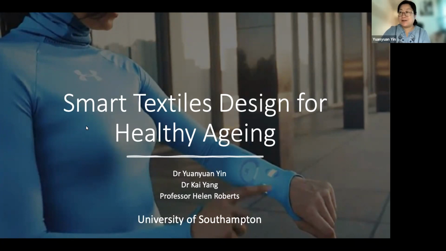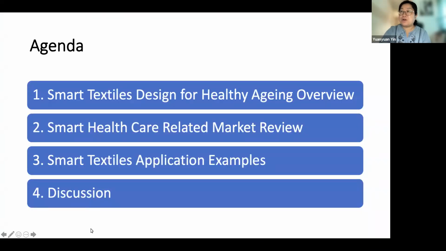So for today, we'll share one of our very early stage planned projects, which focuses on smart textile design for healthy aging. For today, I'll give you a very quick overview of the big idea of our project. Then I will show you some examples of existing smart healthcare related products in the market. Then my colleague Kai will give you some other examples which focus on the application of smart textile in healthcare. After that, we'll move to the discussion part.